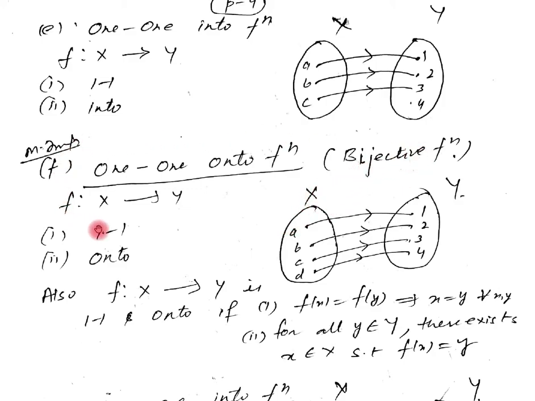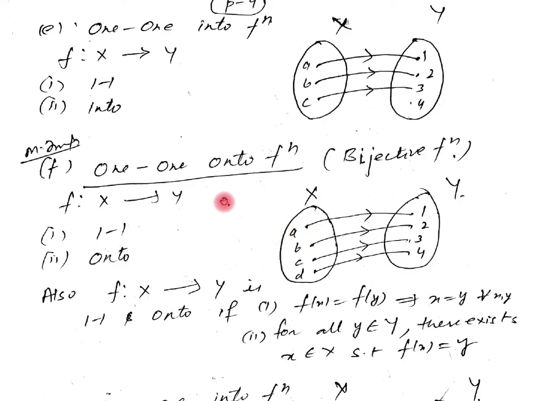If function is one-one, it means different elements have different images. If function is onto, it means there is no element in y which does not have any pre-image in x. Then the function is said to be onto, also known as surjective function. Already we have studied it. So therefore function is one-one and onto means bijective function. Number 1 it should be one-one, number 2 it should be onto.